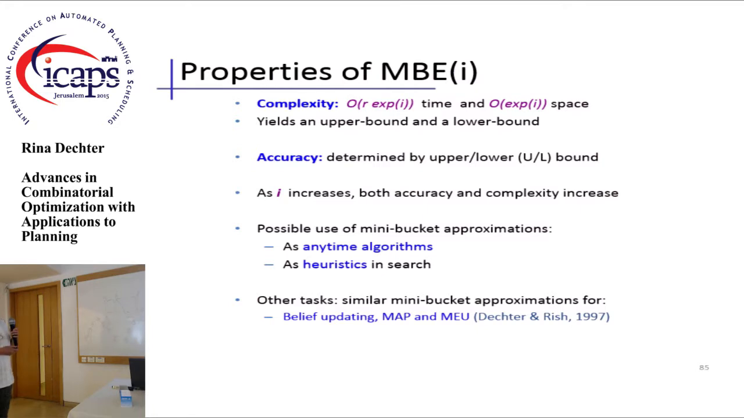The complexity of the mini bucket algorithm is exponential in the I bound that we selected. We have here the number of functions, which also plays a part. The space, this is important, is exponential in the I bound. And it gives an upper bound and a lower bound. The accuracy we can determine by the ratio of upper to lower. And we know that as I increases, both accuracy and complexity increase. Now we can use it in an anytime algorithm, namely increase the I bound until we get a good ratio. Or, what we exploit more, we can use it in search.